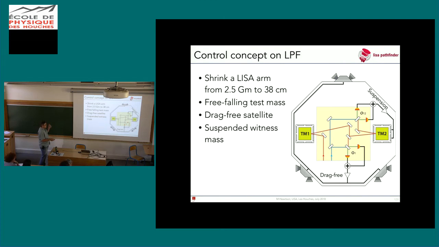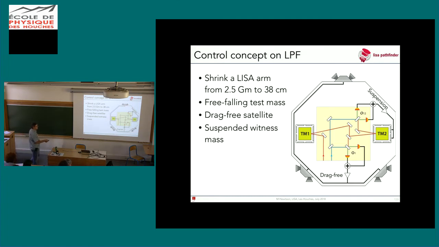If you think about it, this can be seen as sort of one of the LISA arms, normally separated by millions of kilometers, with these test masses brought down to a separation of a few tens of centimeters, 38 centimeters here. And so by putting both of these in free fall, you can measure the relative motion of these. And if you believe that there's no common mode, and we have good arguments why we think there is no common mode acceleration, then the differential acceleration is a good proxy for the individual acceleration.